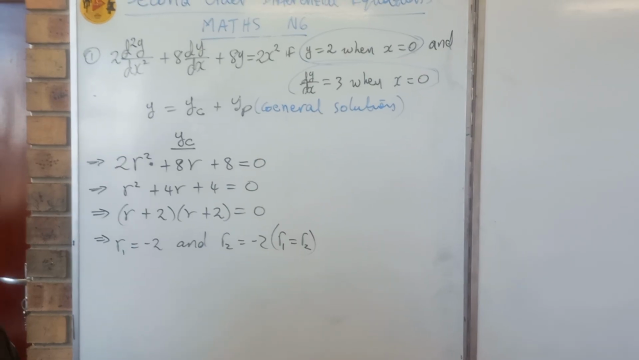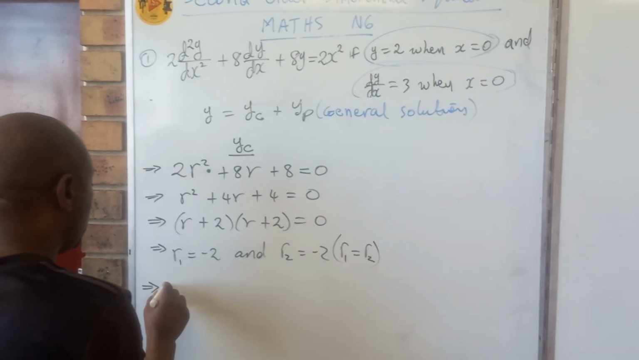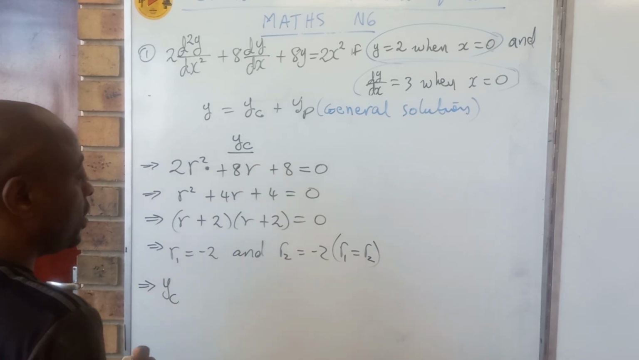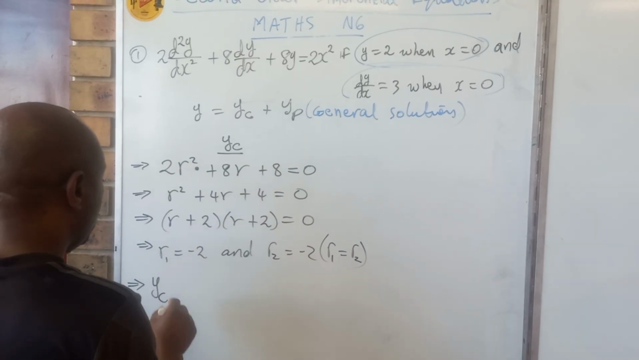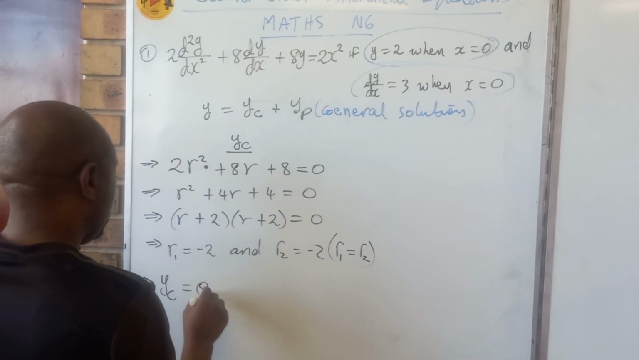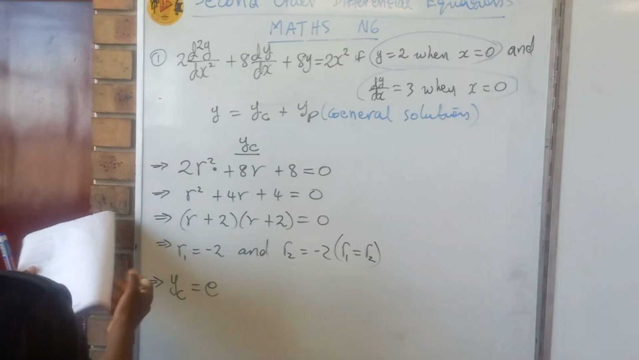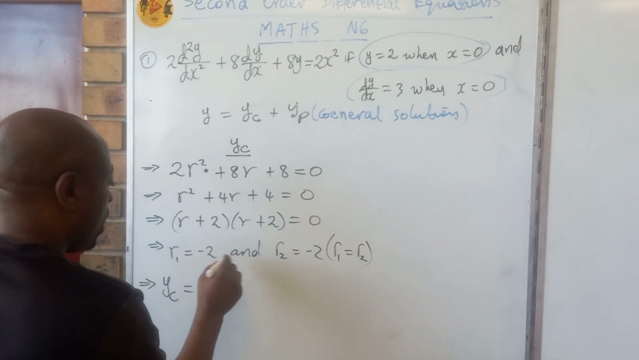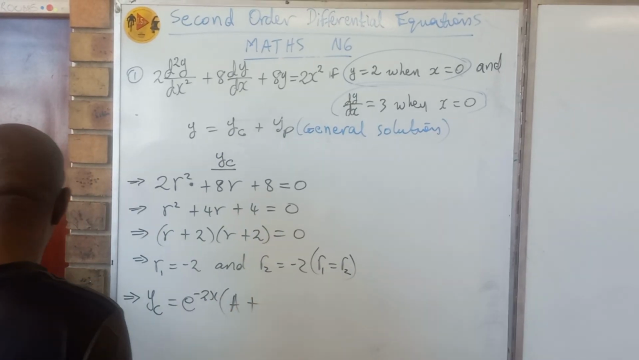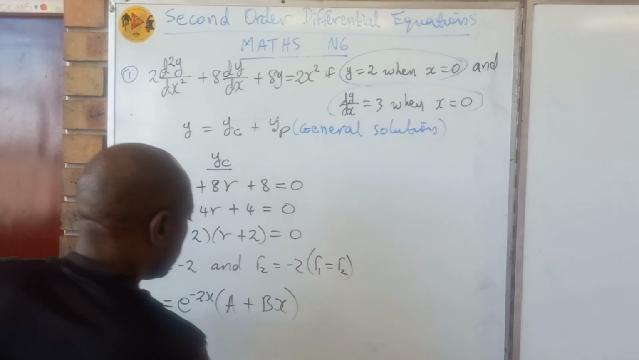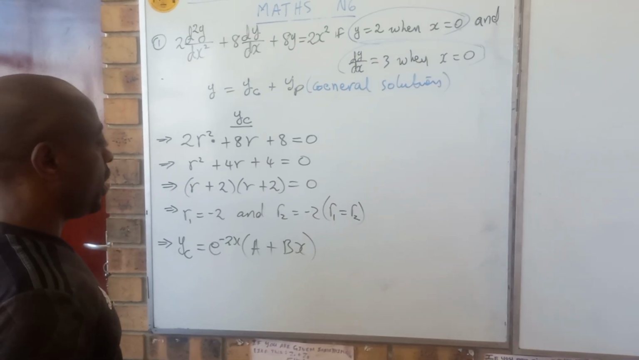So we can now go to page 7 of our formula sheet if you are an N6 student to see how to write your YC. You simply target there the formula where r1 and r2 are the same. And what you will be seeing will be e to the power r, where our r is negative 2, x in bracket a plus bx. So that's now your YC.